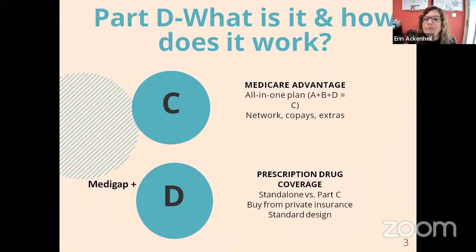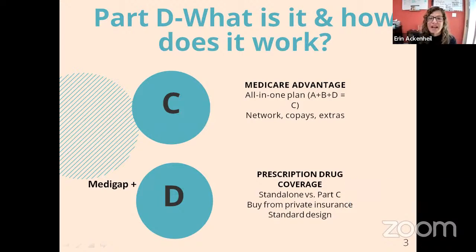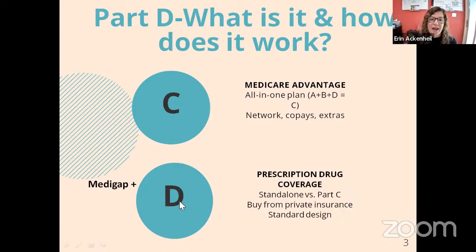So Part D, what is it and how does it work? First of all, a lot of people think that like Medicare A and B, original Medicare, you can buy Part D prescription drug benefits directly from the government. And actually, you have to buy it from a private insurance company, and you get it in one of two ways. Either as a Part C Medicare Advantage plan, where Part D is included under one umbrella, or as a standalone drug plan that you would pair with a Medicare supplement.